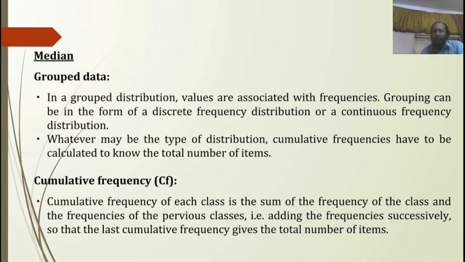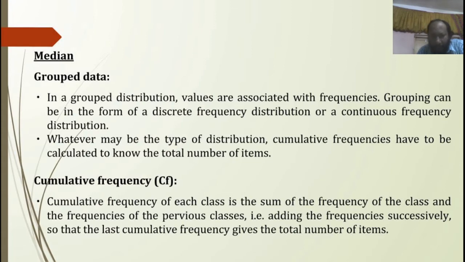Now median for grouped data. In a grouped distribution, values are associated with frequencies. Grouping can be in the form of a discrete frequency distribution or a continuous frequency distribution. Whatever may be the type of distribution, cumulative frequencies have to be calculated to know the total number of items.